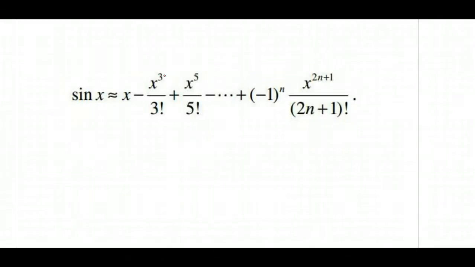And notice that we only used polynomials that had odd degrees. So x to the 1 was the first one, and then x to the 1 minus x cubed over 6, because 3 factorial is 6, and then x to the 5th, and then we use a 7th degree polynomial. So it turns out that the sine function can be approximated by using what is called a Taylor polynomial.